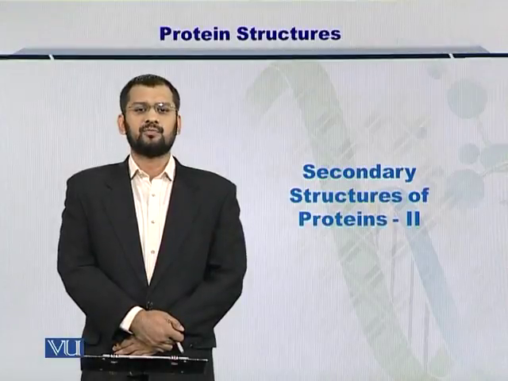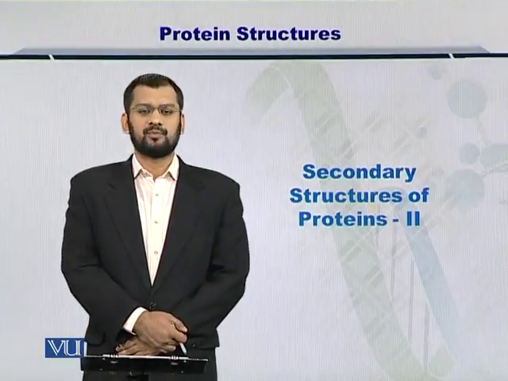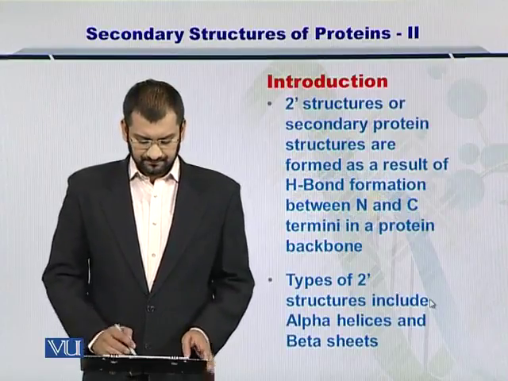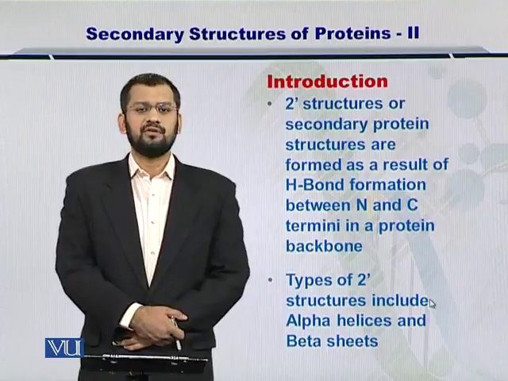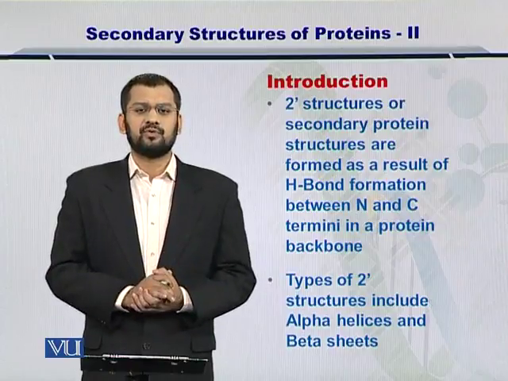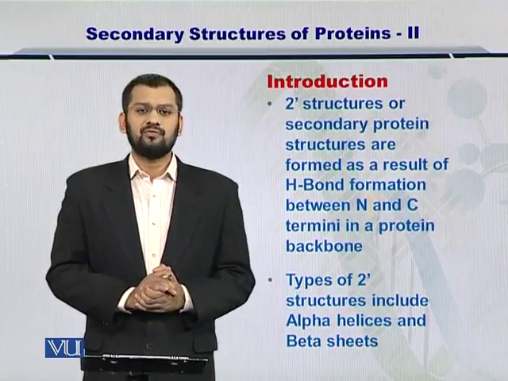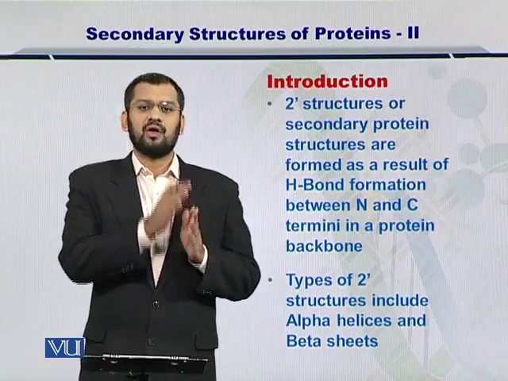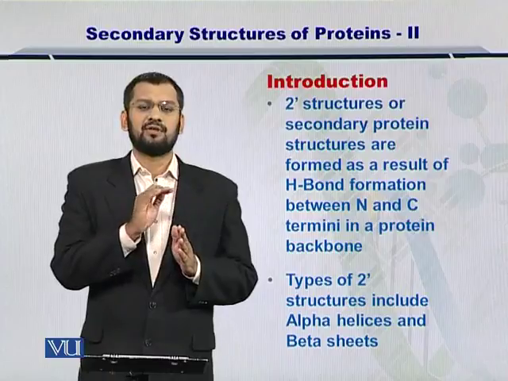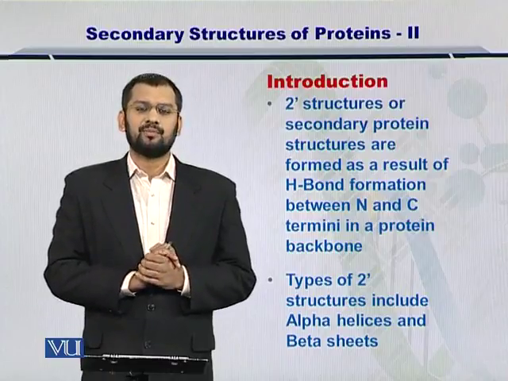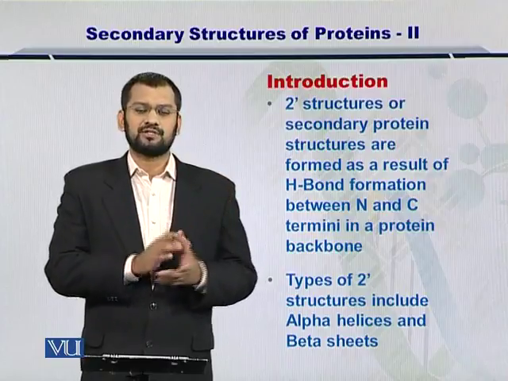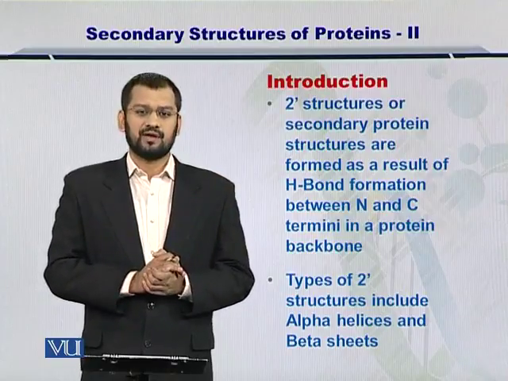Dear students, in this module we are going to continue to explore the secondary structures in proteins. The secondary structures, or the 2° structures, in proteins are formed as a result of hydrogen bonding between the N and C termini of different amino acids which are present in the backbone of the proteins. As a result, complex substructures are formed which we call the secondary structures.